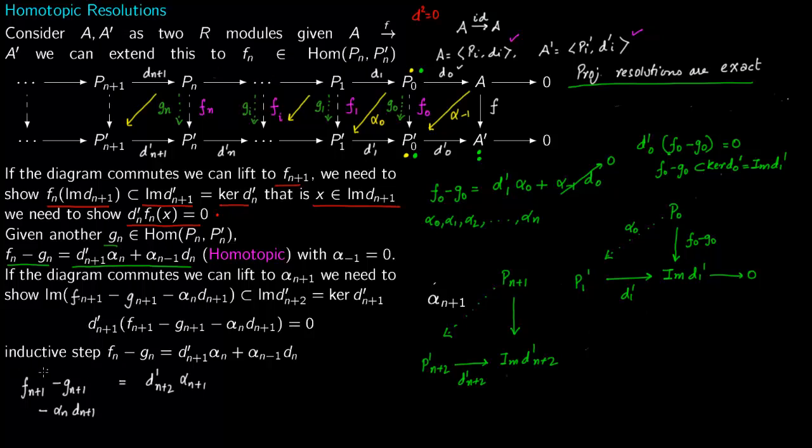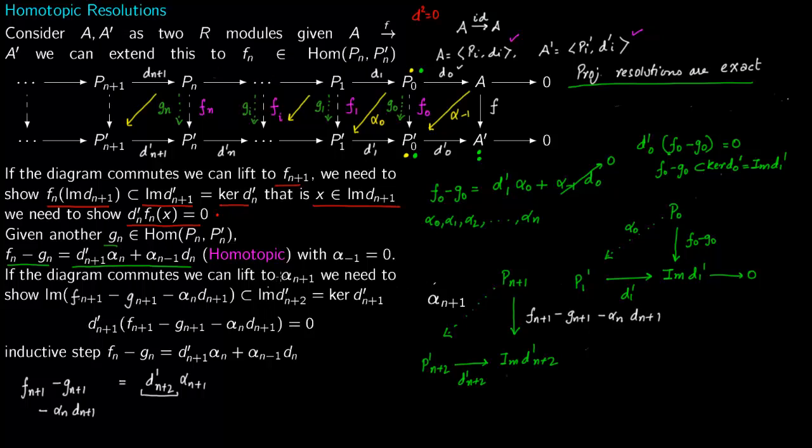So this will hold if you show that the image of f n plus 1 minus g n plus 1 minus alpha n d n plus 1 lies in the image of d prime of n plus 2. This is what we want to show, and that is precisely what the map is here. So the map here is f n plus 1 minus g n plus 1 minus alpha n d n plus 1.